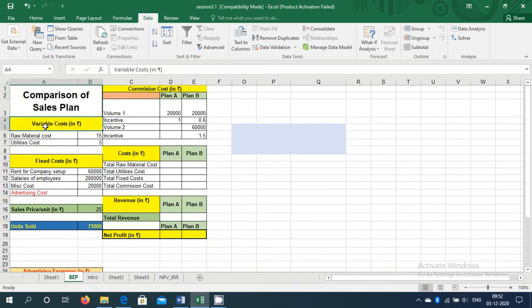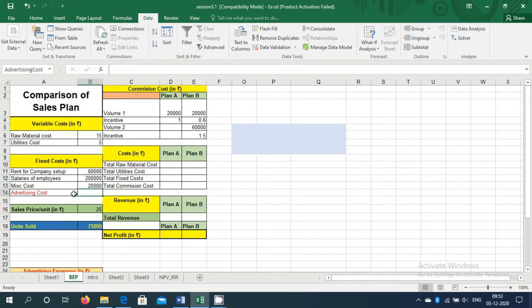So here, variable cost in rupees: raw material cost is given, that is 15 rupees, which I have written over here. I have also defined this one as raw material cost. Similarly, utility cost is also 5 rupees. Rent for company setup, salaries of employees, and miscellaneous cost are the fixed costs. Then after that, advertising cost.